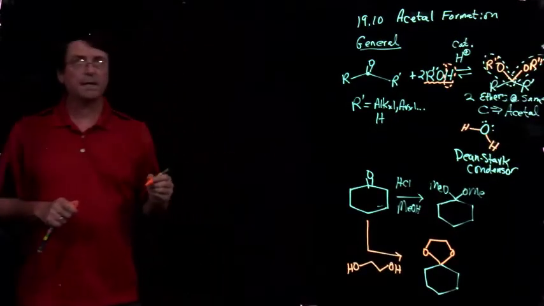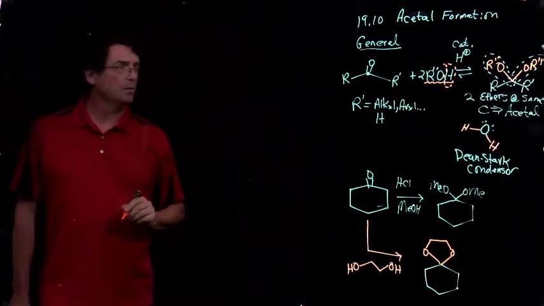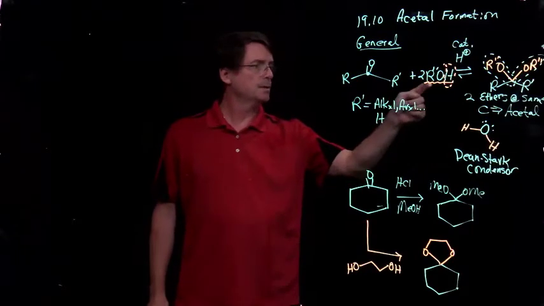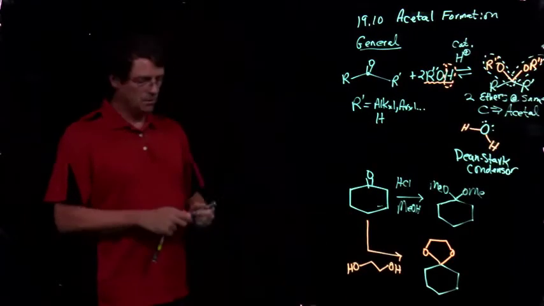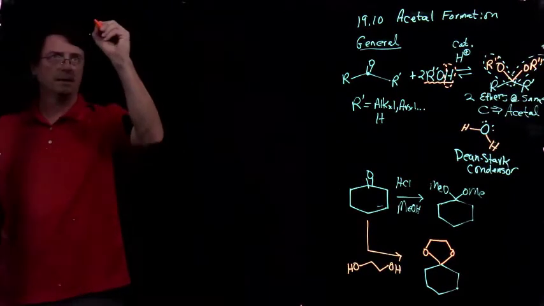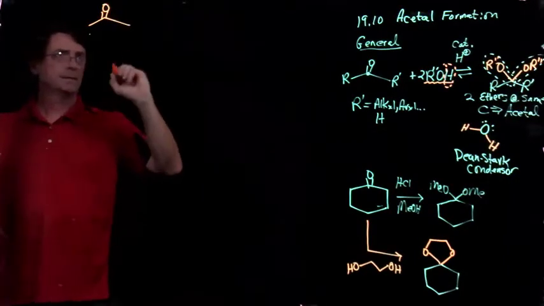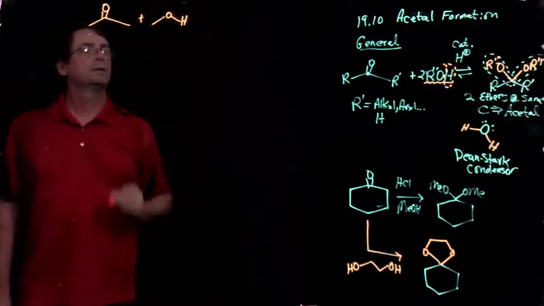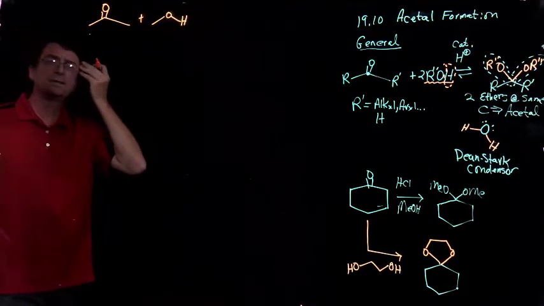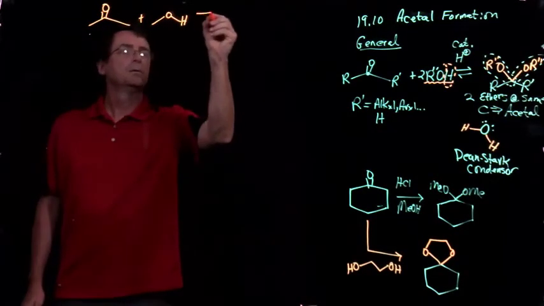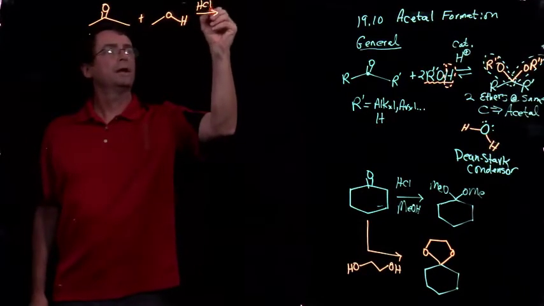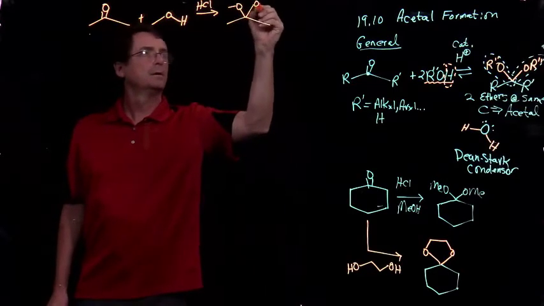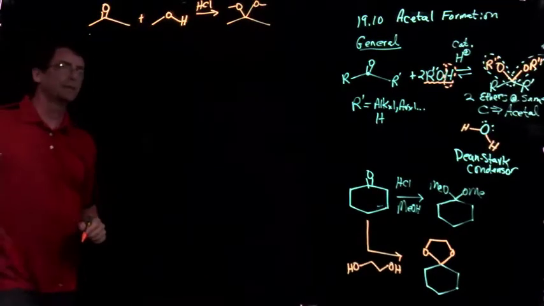So the mechanism here picks up on what we learned about water, right? Remember, the difference between an alcohol and water is the conversion of one of those protons into an organic fragment. So I'm just going to take the simplest of reactants here, acetone plus, and for simplicity I'm going to illustrate methanol like this so that I don't spend a lot of time drawing in methyl groups and things. We're going to react that with HCl, and this will produce that dimethyl acetal.